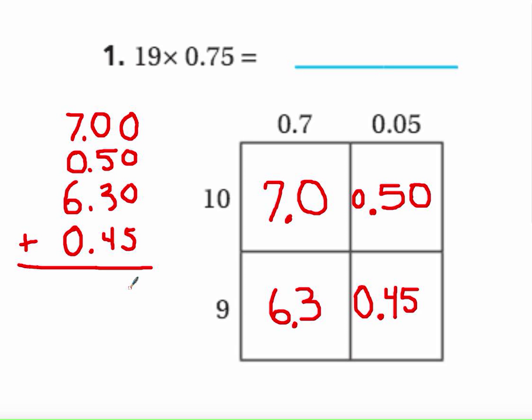5 plus nothing is 5. 5 plus 3 plus 4 is 12. Carry the 1. Decimal falls straight down. 7 plus 6 plus 1 is 14. Okay, so my answer of 19 times 75 hundredths is 14 and 25 hundredths.